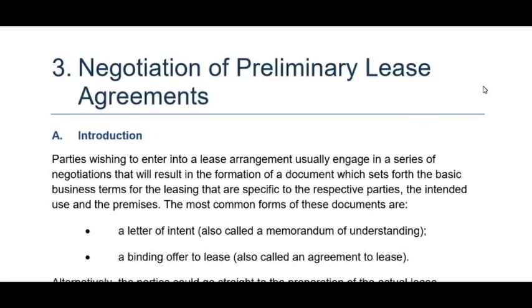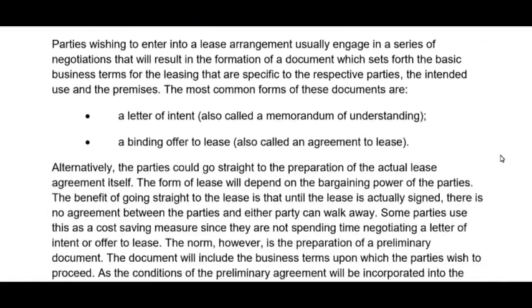3. Negotiation of preliminary lease agreements. A. Introduction. Parties wishing to enter into a lease agreement usually engage in a series of negotiations that will result in the formation of a document which sets forth the basic business terms for the leasing that are specific to the respective parties, the intended use, and the premises. The most common forms of these documents are a letter of intent, also called a memorandum of understanding, and the second one is a binding offer to lease, also called an agreement to lease.